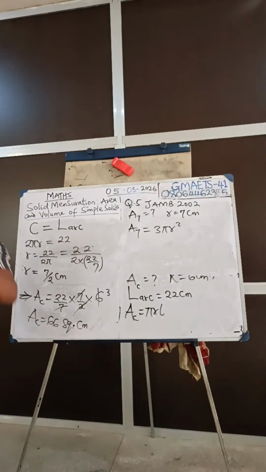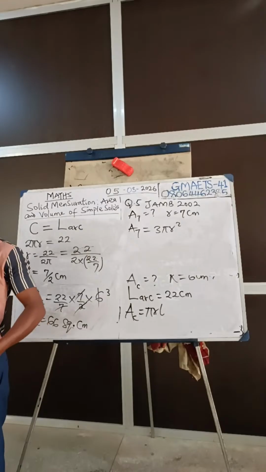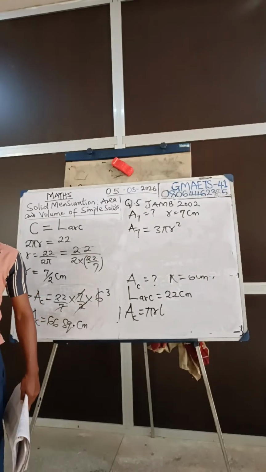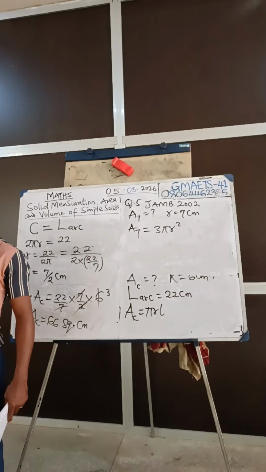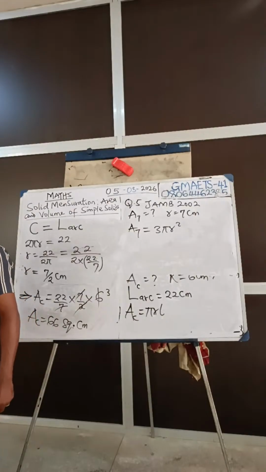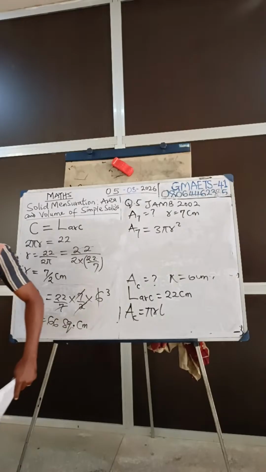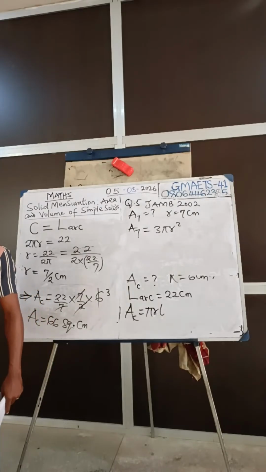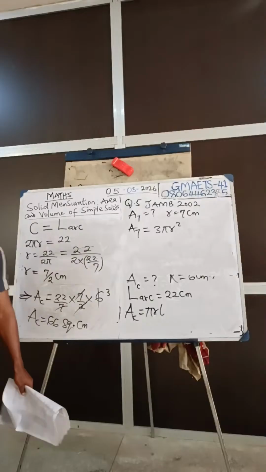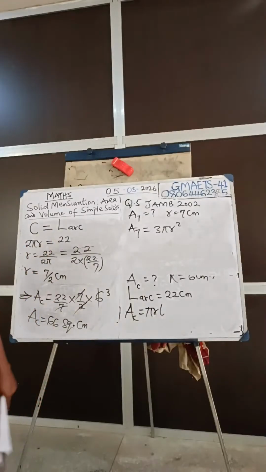The curved surface area is 2 pi r square, is that not so? Curved surface area of hemisphere is 2 pi r square. You obtain it by dividing the area of the sphere by 2. I told you that, isn't it? Then the circular top is pi r square. If you add them, you get 3 pi r square. So it's just about you remembering the formula.